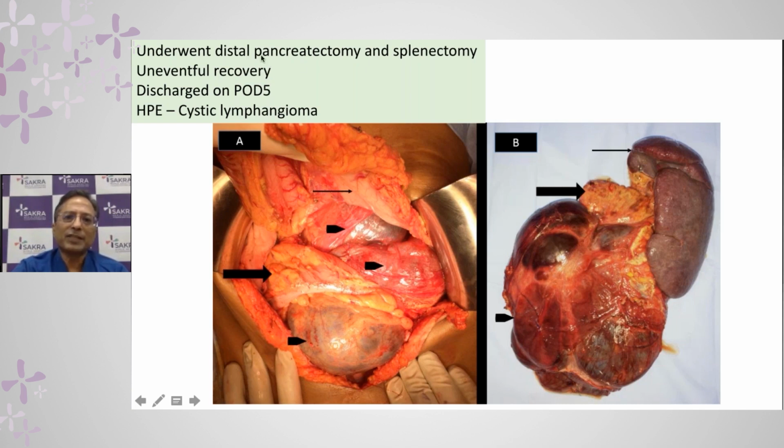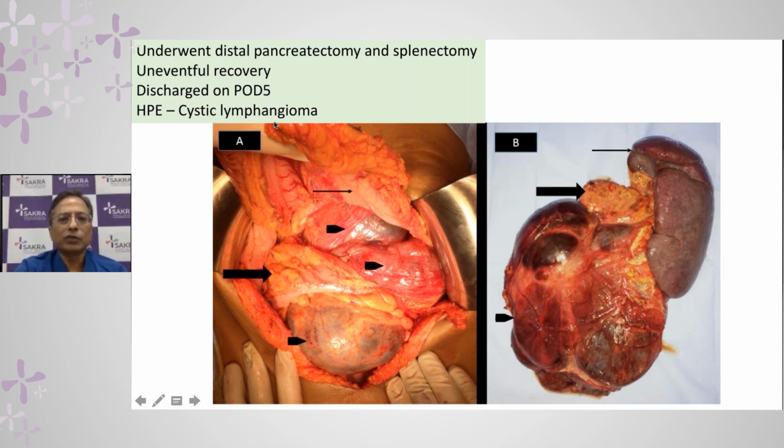So the patient underwent a distal pancreatectomy. The distal part of the pancreas was removed along with the spleen. And you can see the specimen. This is the part of the pancreas. This is the spleen. And the large cystic lesion which was removed in total. And the histology was a very interesting case of cystic lymphangioma.